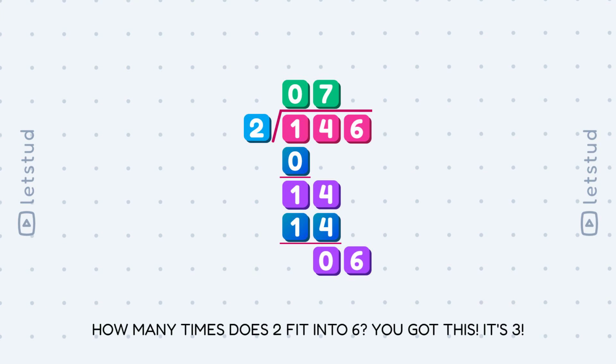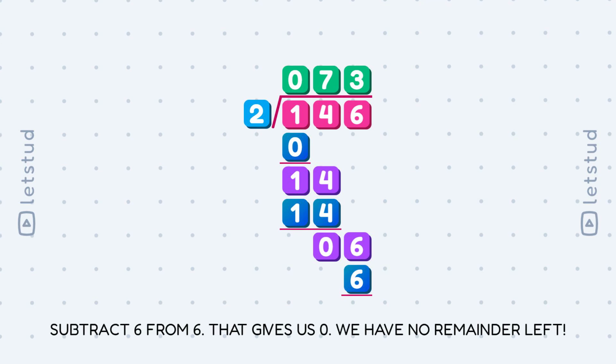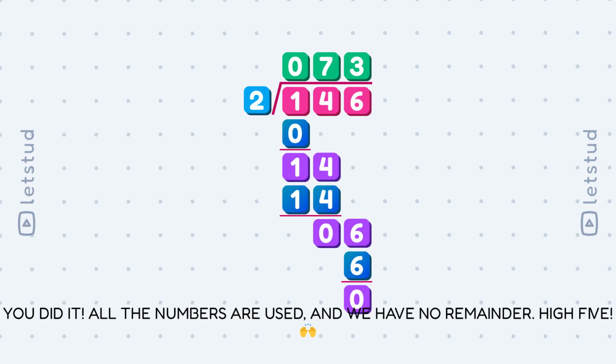How many times does 2 fit into 6? You got this, it's 3. Let's check: 3 times 2 equals 6. Exactly right. Subtract 6 from 6. That gives us 0. We have no remainder left. You did it, all the numbers are used and we have no remainder.